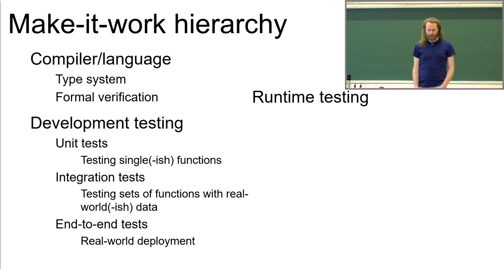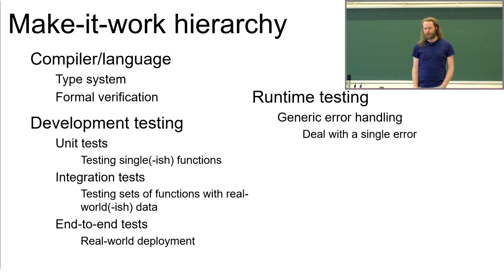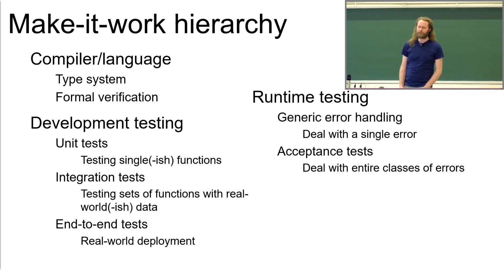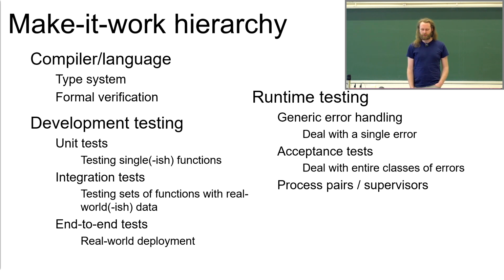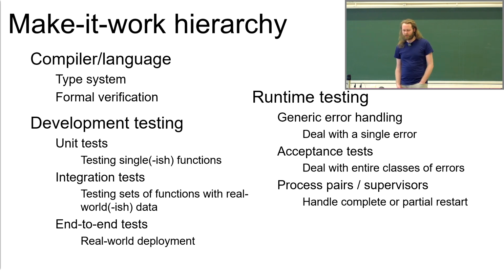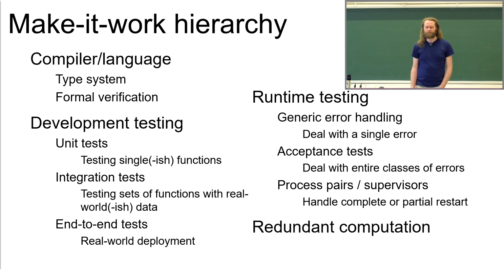Then you can do some runtime testing. You can do some generic error handling: did this go wrong? If it went wrong, try something else or do it again. Or you could do acceptance tests, which don't tell you exactly what went wrong, but tell you that something went wrong, and let you deal with entire classes of errors, even things that you couldn't detect otherwise. We've been through process pairs and supervisors as well, that can handle a complete restart of the program or a partial restart of part of the program.